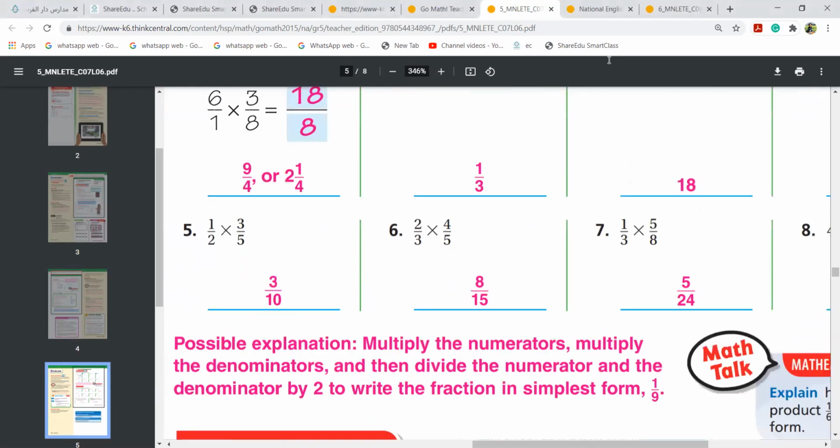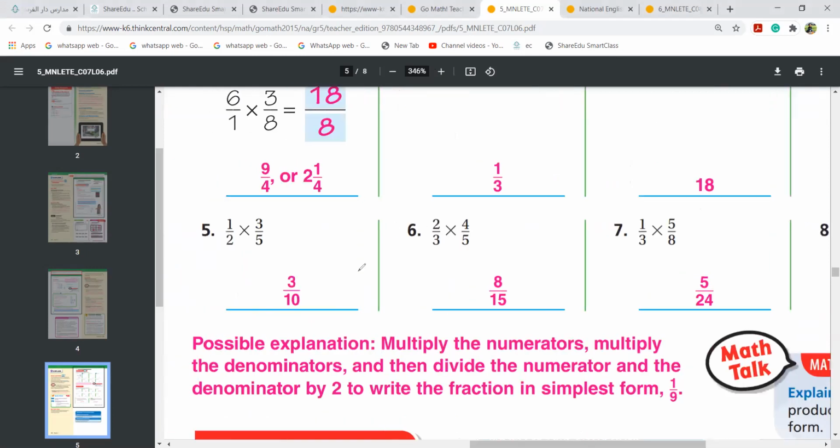Okay, here. Half. 5. So it will be 3. 1 multiplied by 3 is 3. And 2 times 5 is 10. They cannot be in the same timetable, so I don't need to simplify. So just answer is 3 over 10.